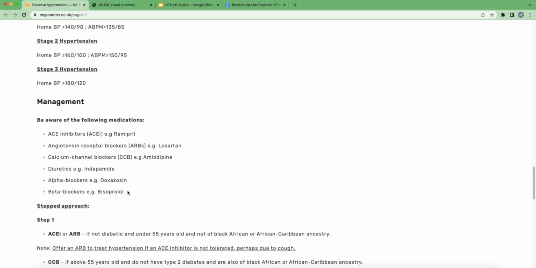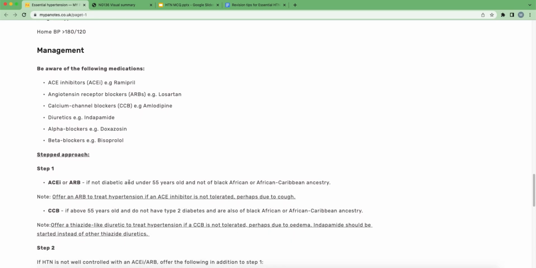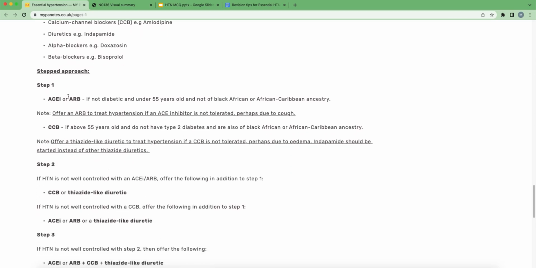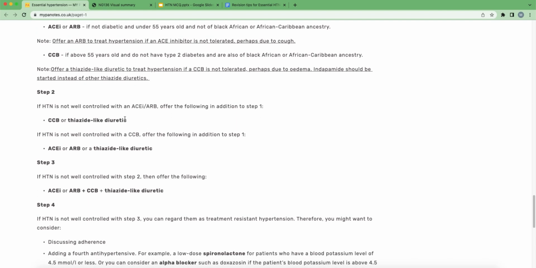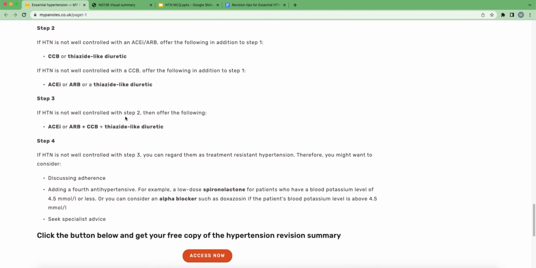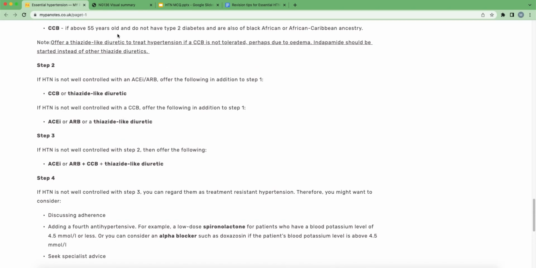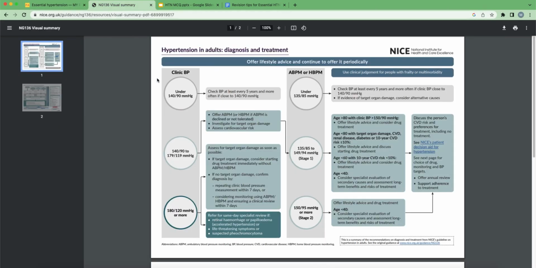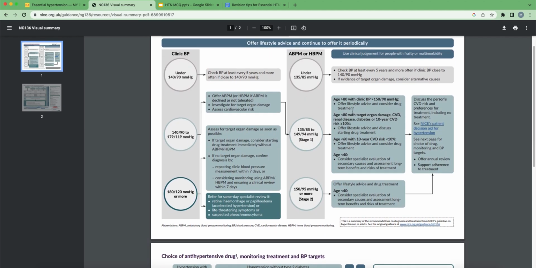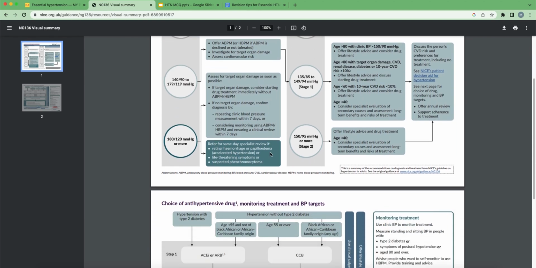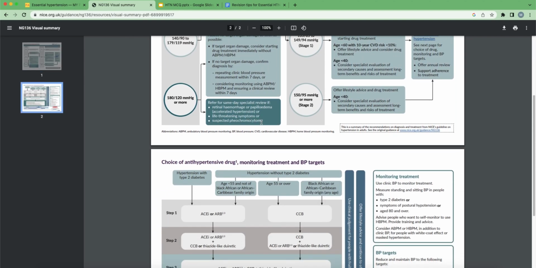Now, it's important even as a student to know about the stepped approach. So I tried to make it a bit simple on my website, but I've got the visual one from the NICE guideline. If you scroll down, it's basically summarizing what we're talking about. So you can just go on the website.